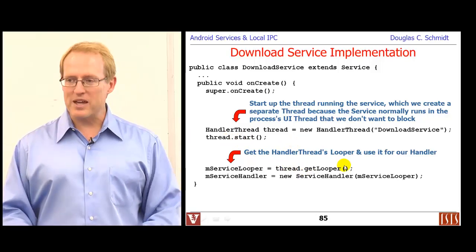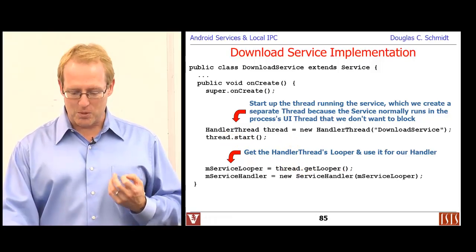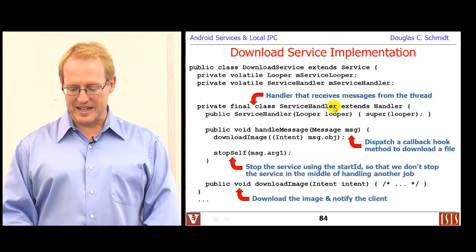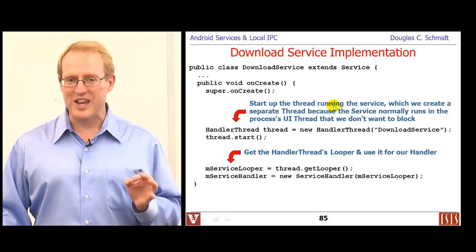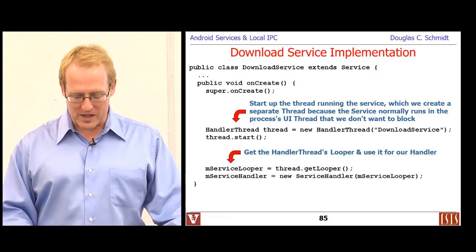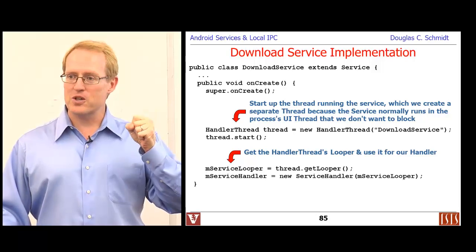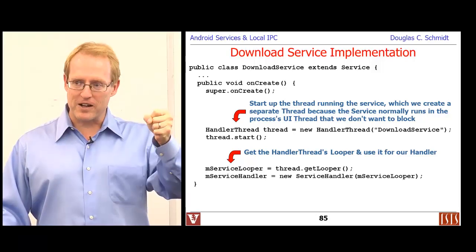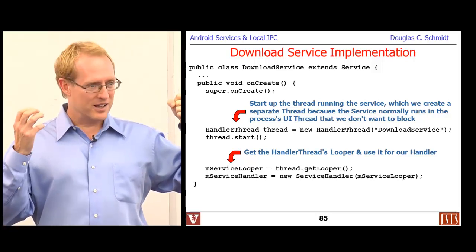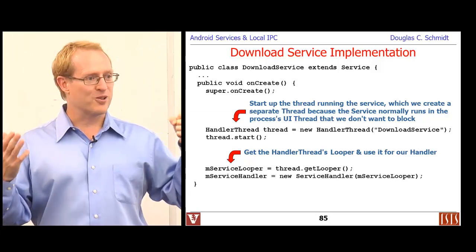We go and grab its looper, and then we pass that looper into the constructor of the service handler. And I won't show you this code right now, but if you take a look at what happens here, it's really, really fascinating. What they do is the getLooper method actually returns to you a reference to the thread-specific storage object that corresponds to the looper running in the handler thread.